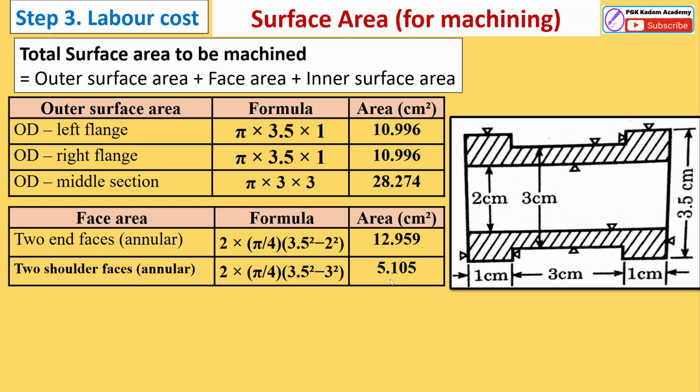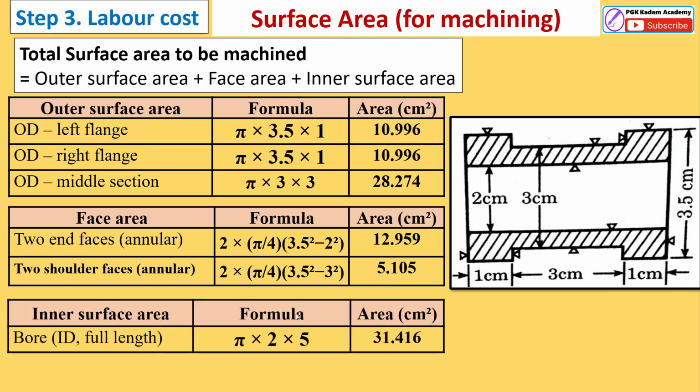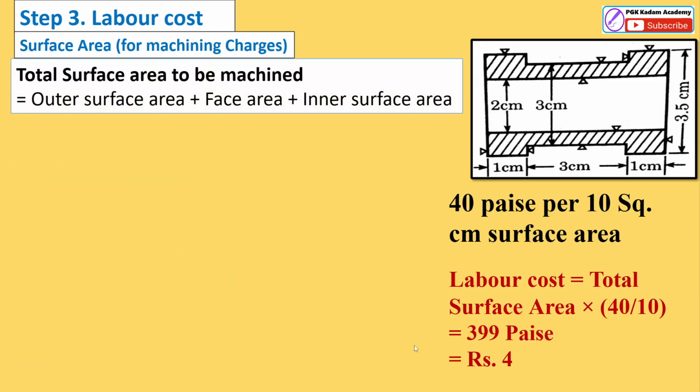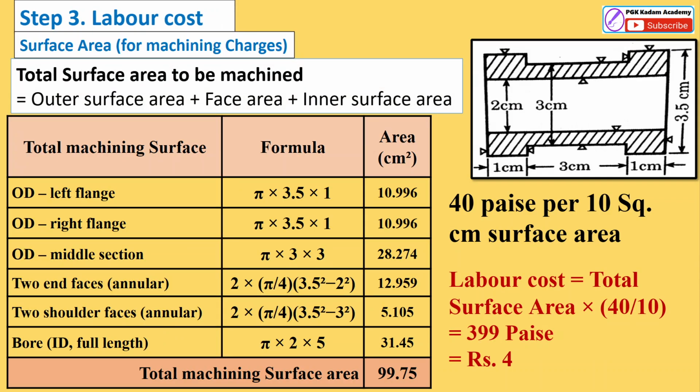That is the face area. After that, we can calculate the inner surface area. For the bore, the total inner length is 5. Using this formula, we can find out the surface area: pi into. The area for this inner surface is 7.4. Adding all this area, the total area is 99.75.